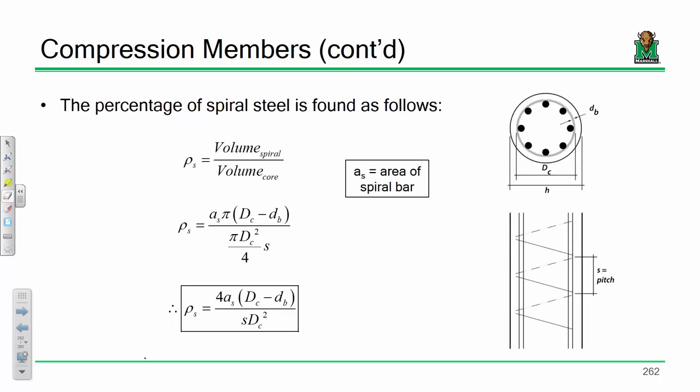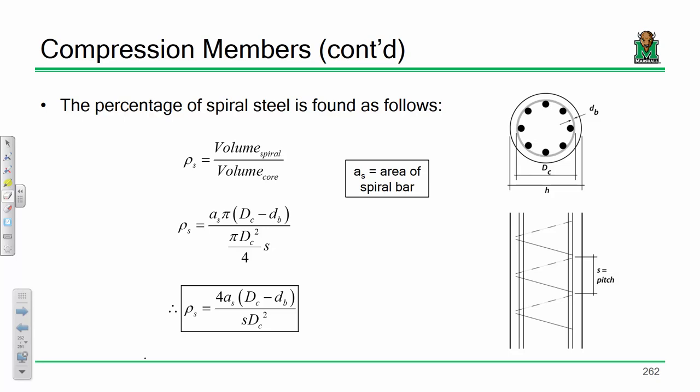Now, one thing that's interesting is how do you actually compute the reinforcement ratio for a spiral? It's kind of complicated if you first think about it, but if you break it down, it's not so bad. Instead of taking the area of steel divided by the area of concrete, we take the volume of steel divided by the volume of concrete. For the volume of the concrete, it's just a cylinder: pi r squared, or pi d squared over 4, times h.